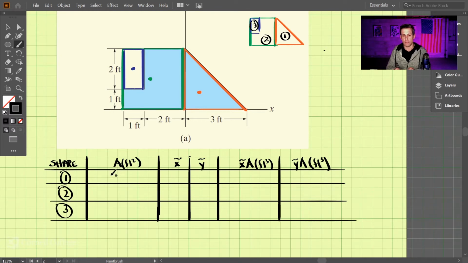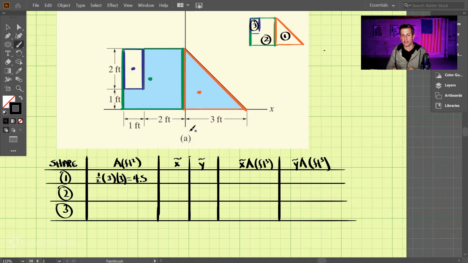So let's get started. Shape 1, we have this triangle here. And we know that the area of a triangle is 1/2 base times height. So that's 1/2 times the base, which is 3, and the height here is also 3. So we're looking at 4.5 there. That's 4.5 feet squared for the triangle.